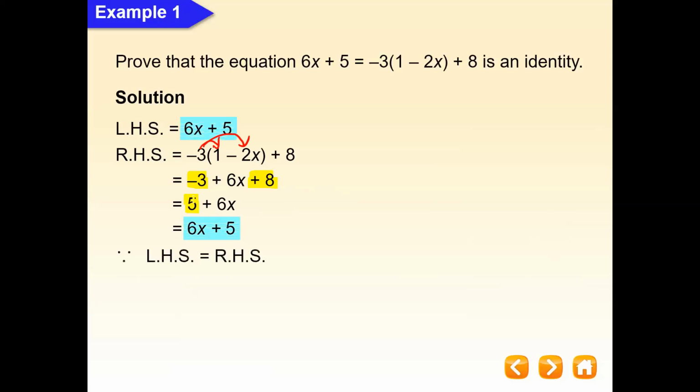Because left-hand side equals right-hand side, therefore 6x + 5 is identical to -3(1 - 2x) + 8. Or we can say that 6x + 5 = -3(1 - 2x) + 8 is an identity.